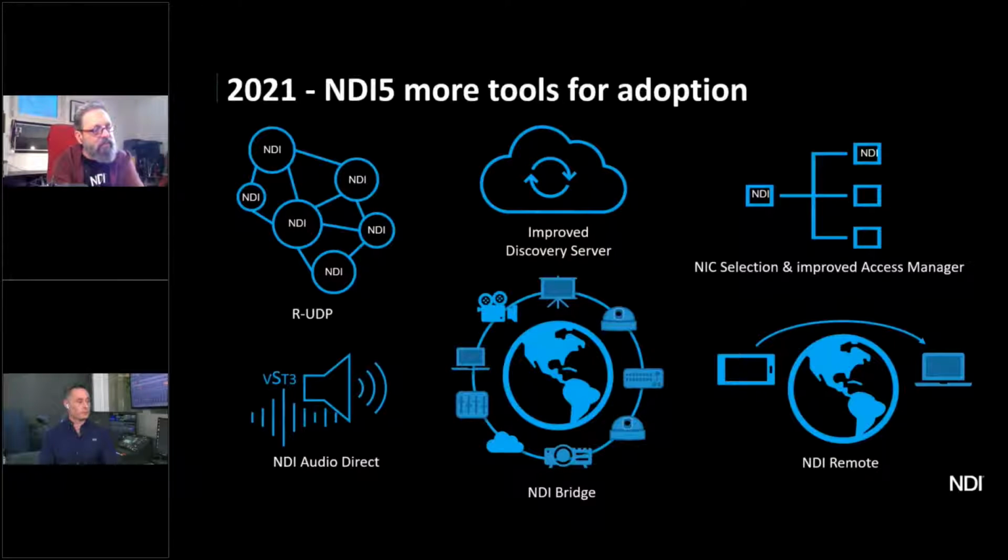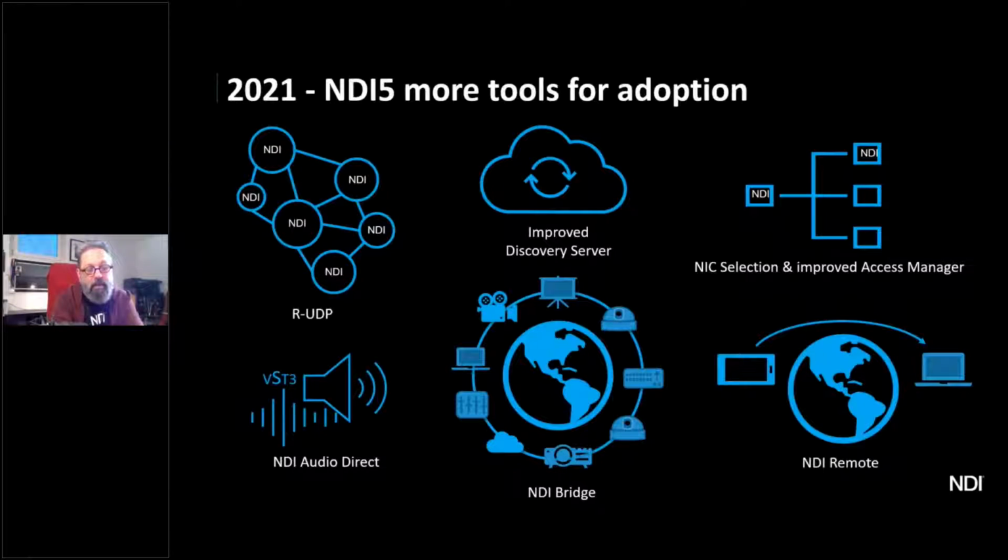One of the most important features, I would say, is reliable UDP. Reliable UDP is a technology that helps users simplify the network, I mean, the NDI usage and the network infrastructure. This has been probably the biggest step forward for NDI. Then we made a lot of improvements.